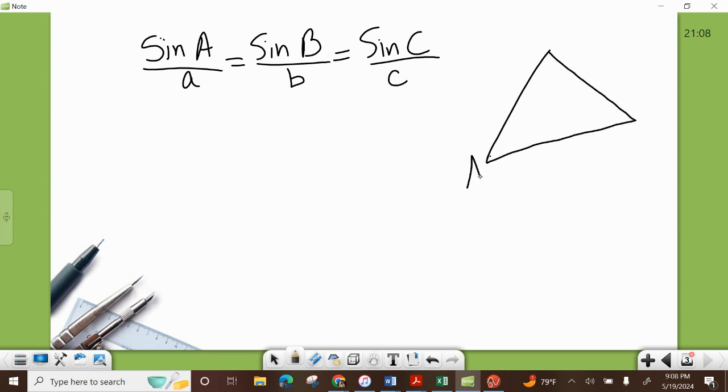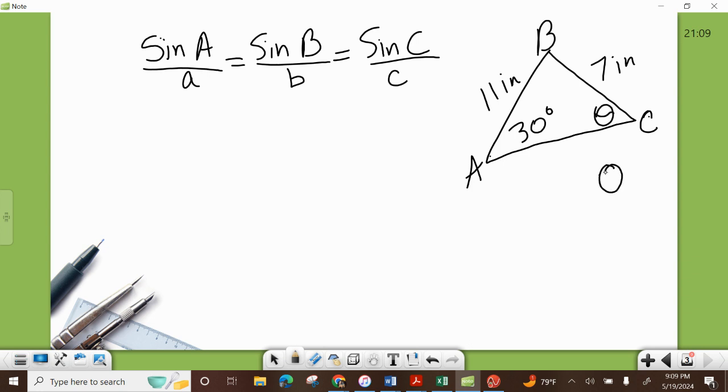And I'm going to say that, again, I'll label these as A, B, and C. Label them as you want. They're not always going to be A, B, and C, but for our purposes, we'll use those for the formula. So let's say that A is 30, and the side across from A is 7 inches. And let's say the side across from C is 11 inches. And I want to know what is angle C.